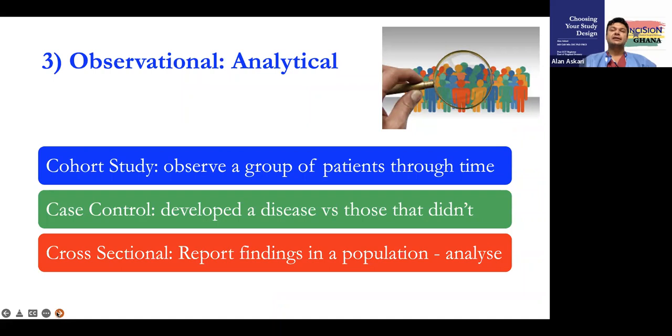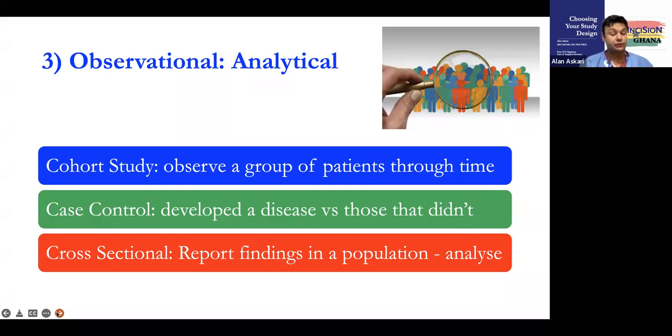What about observational analytical? This is the other side of observational descriptive, where you're only describing what you see. On the analytical side, you're actually comparing groups. One such type is the cohort study, where you're observing a group of patients through time. Perhaps one of the most famous studies in this group is when they established that cigarette smoking leads to lung cancer. This was a group of patients followed through time, those who didn't smoke and those who did, and they compared the two.